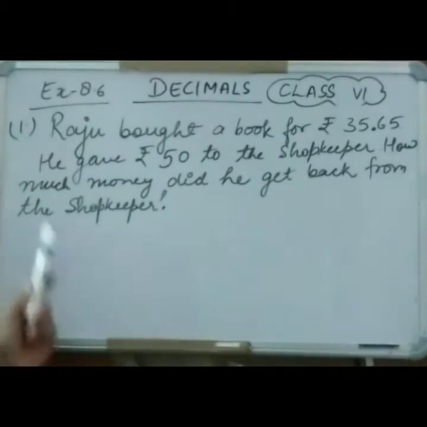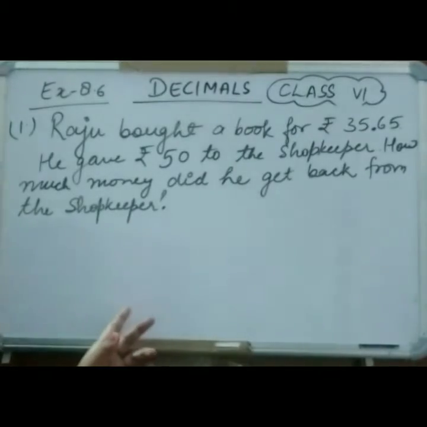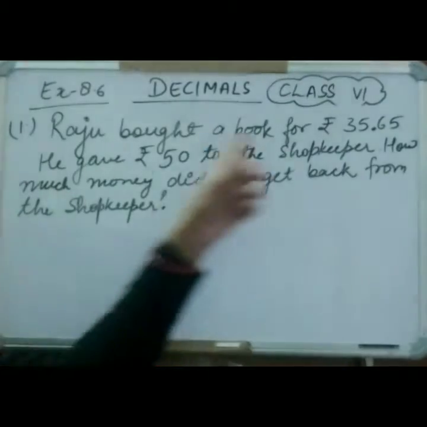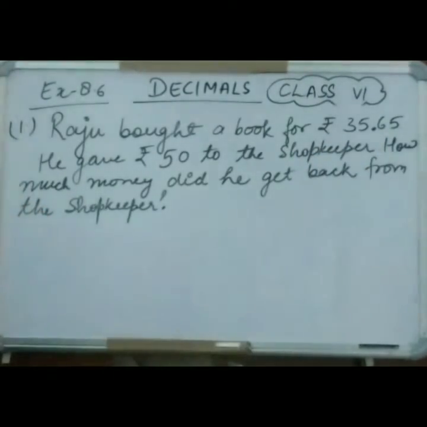Next question: Raju bought a book for rupees 35.65 and he gave rupees 50 to the shopkeeper. How much money did he get back from the shopkeeper? Okay, what is the meaning of the question? Raju gave 50 rupees to the shopkeeper, from whom he purchased a book of 35.65 rupees. Okay, so how much money will he get back?